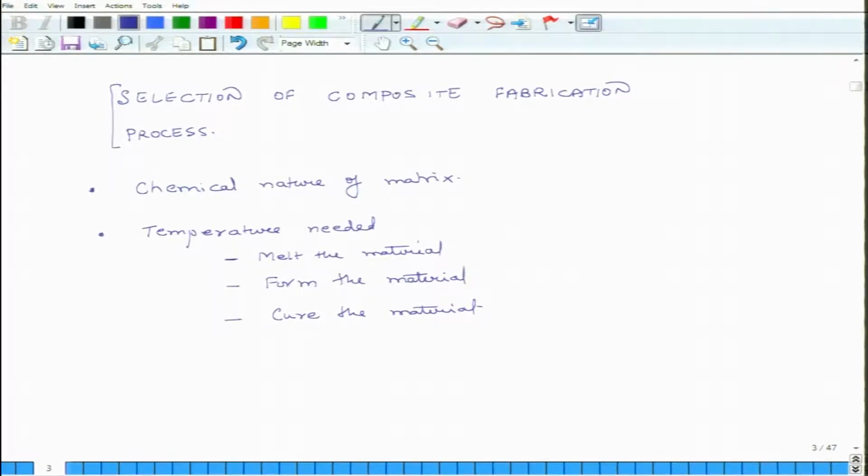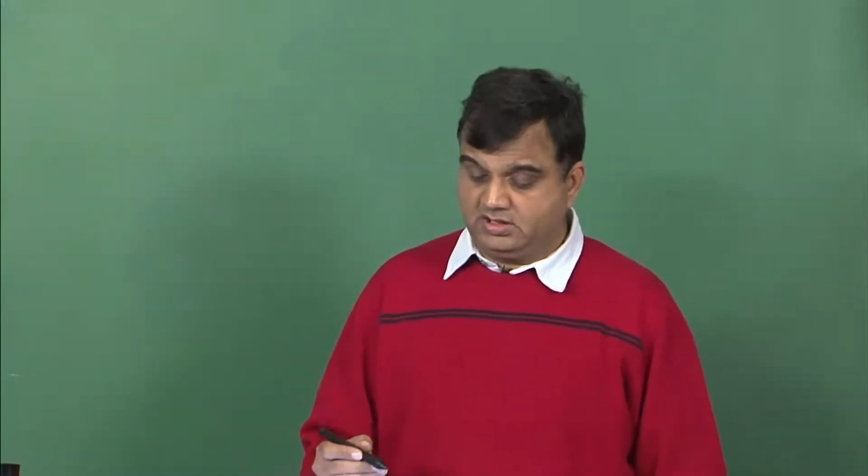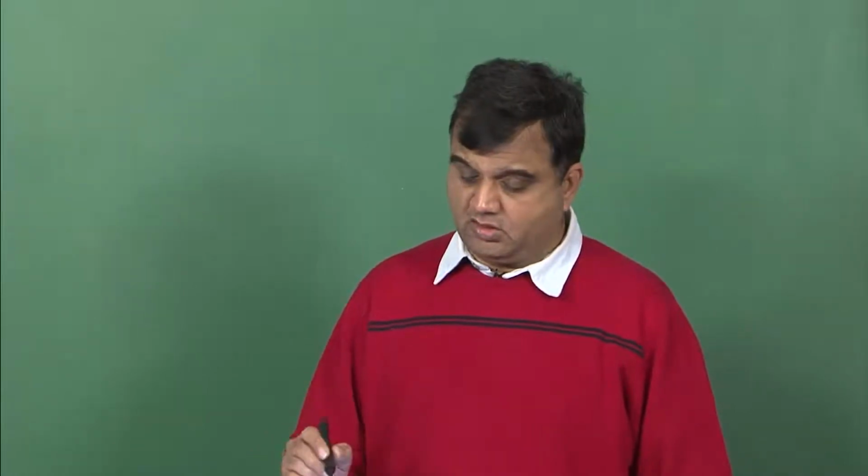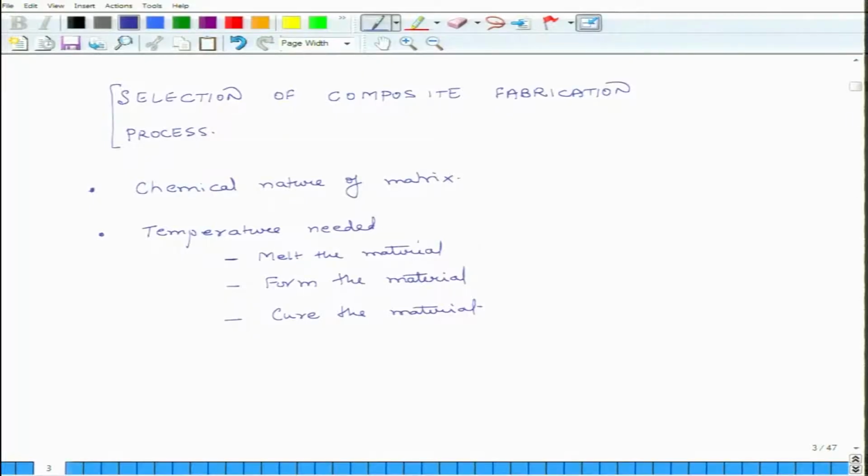So, the fabrication process depends on the chemical nature of the matrix and what kind of a temperature you need. It could be needed for melting the material or forming the material or curing the material. It is never all the three in the same example. So, either you have to melt it or form it or cure it. So, these two important considerations play a very strong role in figuring out what kind of composite fabrication process is required or relevant for my particular application.